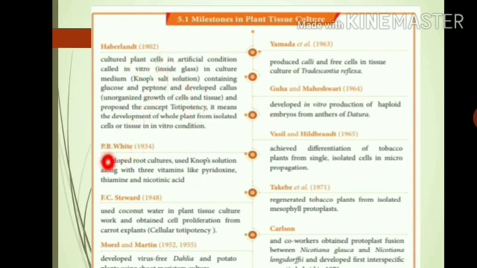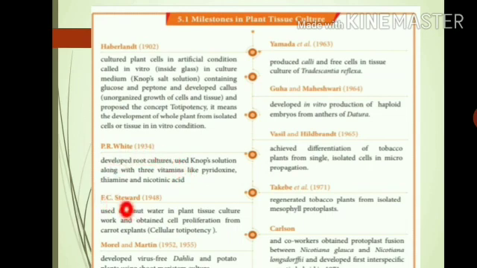Next scientist P.R. White, in the year 1934, proposed White medium. He used that medium for the development of root culture using the Knop salt solution. But in White medium, he added 3 important vitamins: pyridoxine, thiamine and nicotinic acid. This is one of the milestones for plant tissue culture.